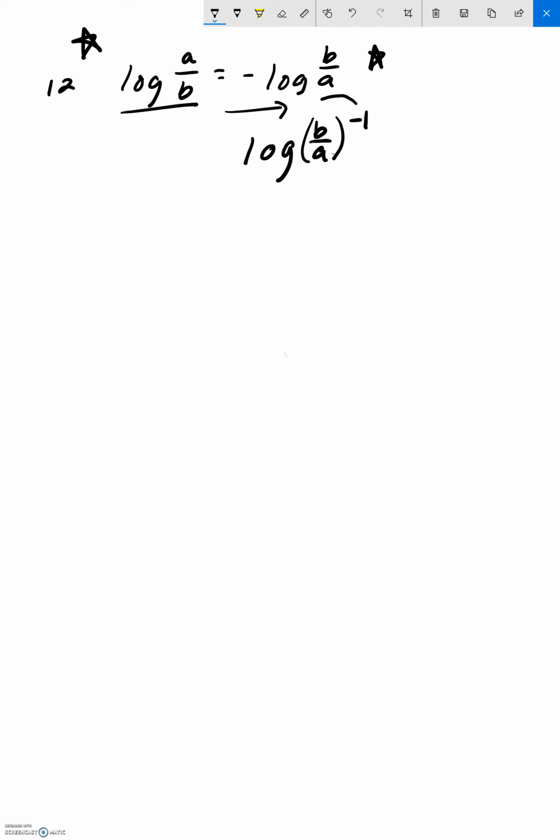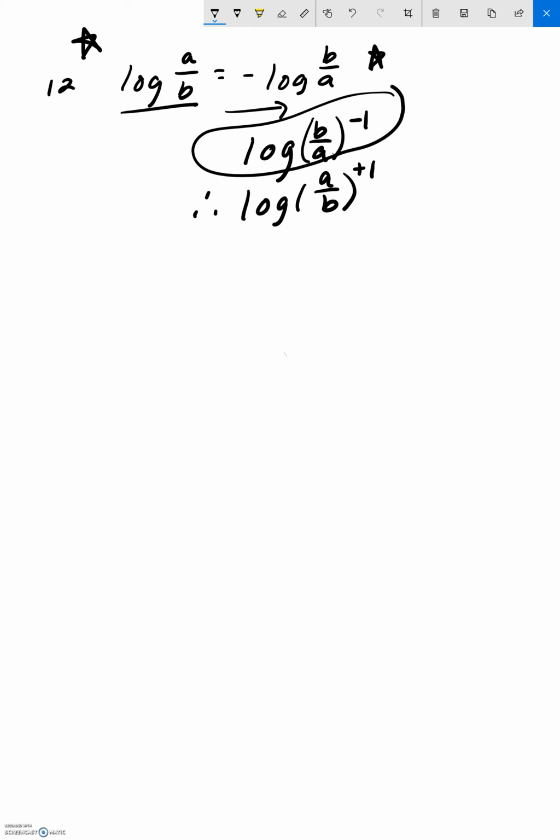Because one of the rules of logs is you can take the exponent, bring it down in front, and multiply it towards your answer. So now I know b over a to the negative 1 is the same as the log of a over b to the positive 1. Okay, and therefore I have proven that the log of a over b is equal to negative log of b over a.